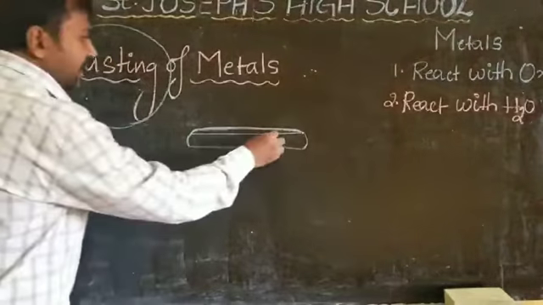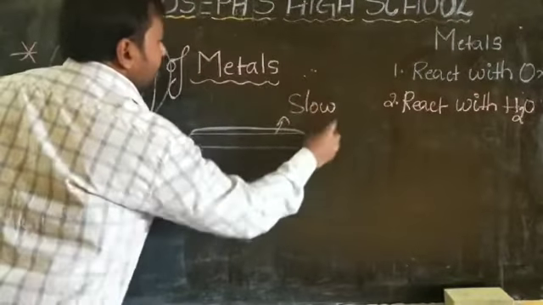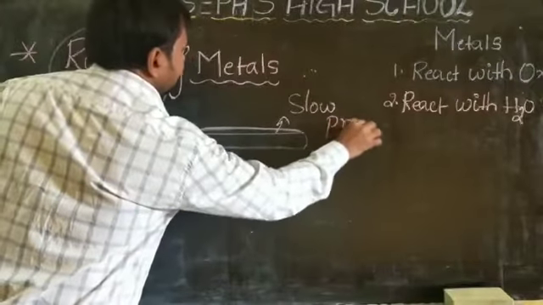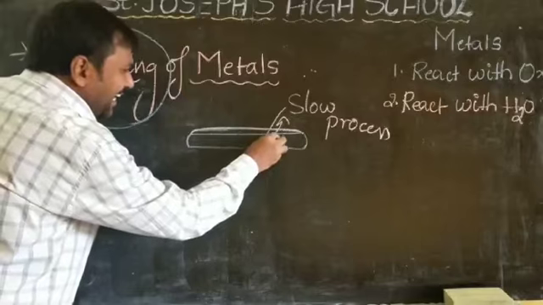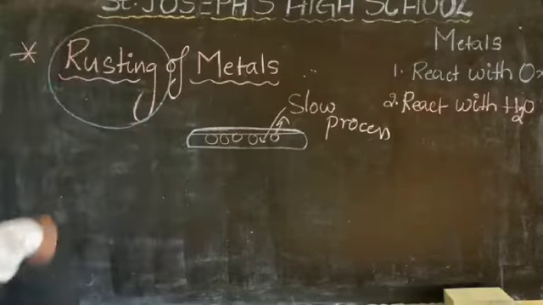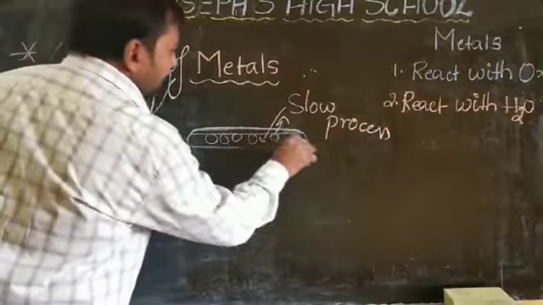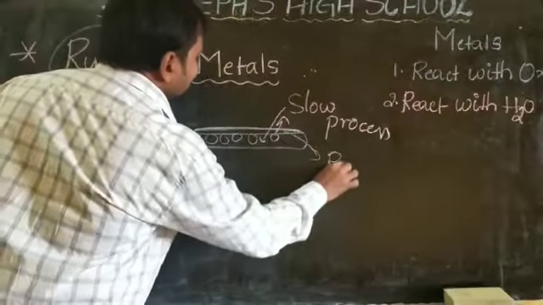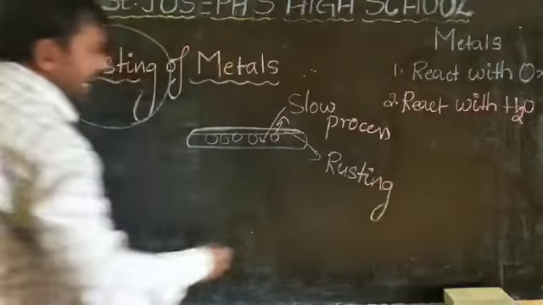What will this metallic oxide do? It is a very slow process. In this slow process, it will eat the metal and damage it. It eats the metal slowly and the metal will get damaged. For this reason, this process is called rusting.